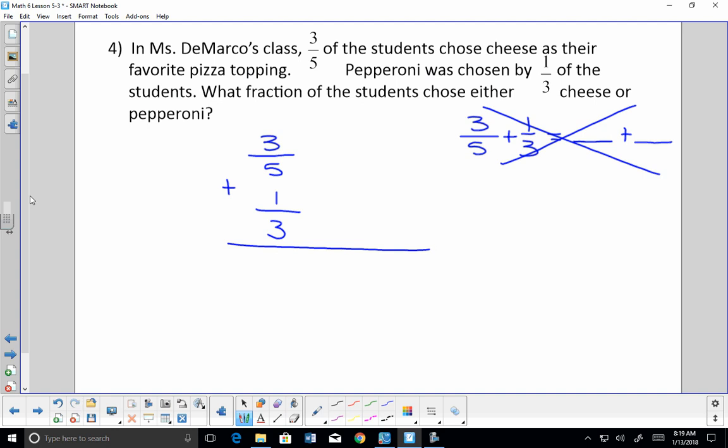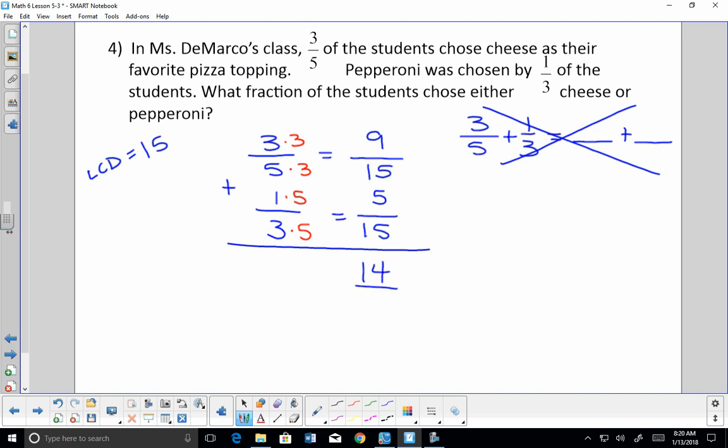So, least common denominator between 3 and 5. Well, let's see. I know that 3 is prime and 5 is prime, and since they're both prime, I can multiply the denominators together to get my least common denominator of 15. Because 3 times 5 is 15. Therefore, I know that if I multiply 5 times 3, I'll get 15, and 3 times 3 is 9. On the bottom fraction, 3 times 5 is 15, and 1 times 5 is 5. So I now have 9/15 plus 5/15. 9 plus 5 is 14, so 14/15 is my answer.